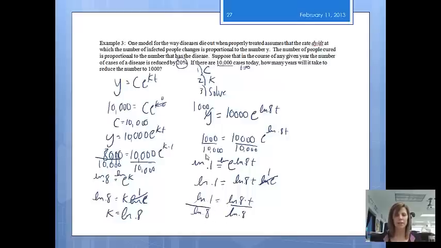Again, notice I did not grab my calculator until the very end of the problem. So now I can take the ln of 0.1 divided by the ln of 0.8, and when I do that, I will get t is equal to 10.319 years. So that's how long it would take that disease to reduce to the number of 1,000. So hopefully now you can solve an exponential growth and decay problem.